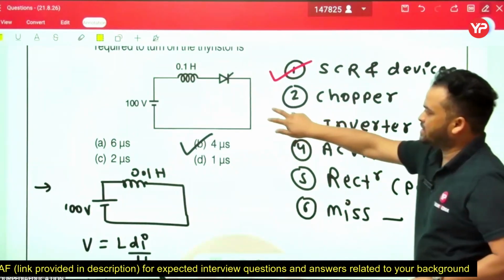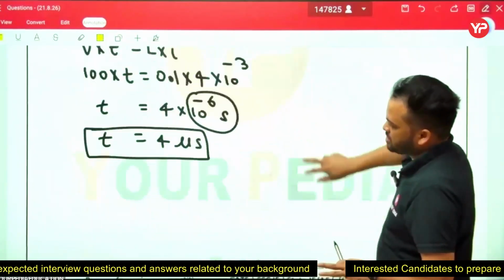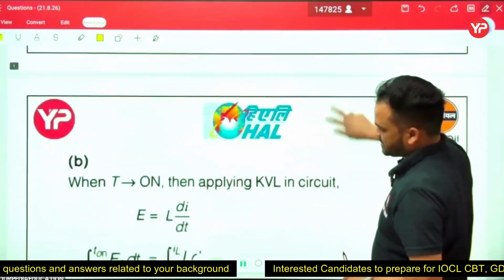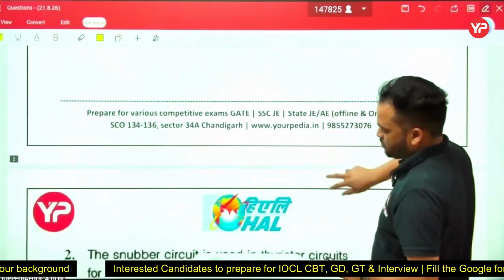Okay guys, see again, this is the question. This is the procedure for finding the minimum pulse width. This is also given in the typing format.